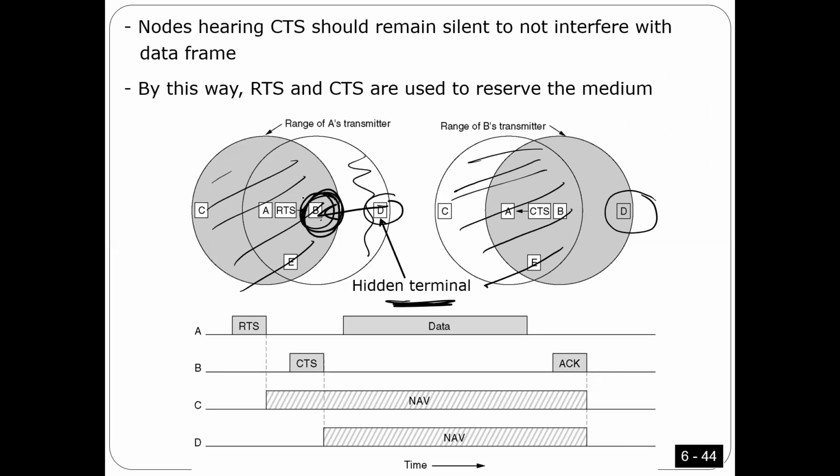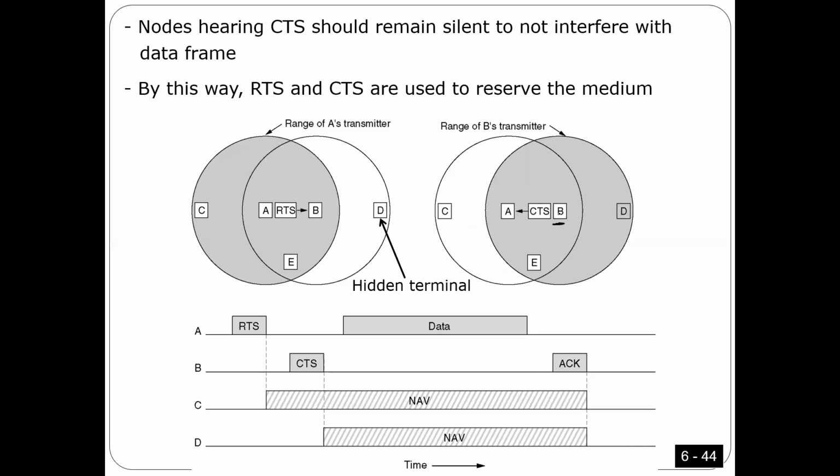That's why after receiving this signal, RTS, B has to send CTS to A, to tell its neighbors, guys, I'm going to receive communication from A. No one should transmit during this time.